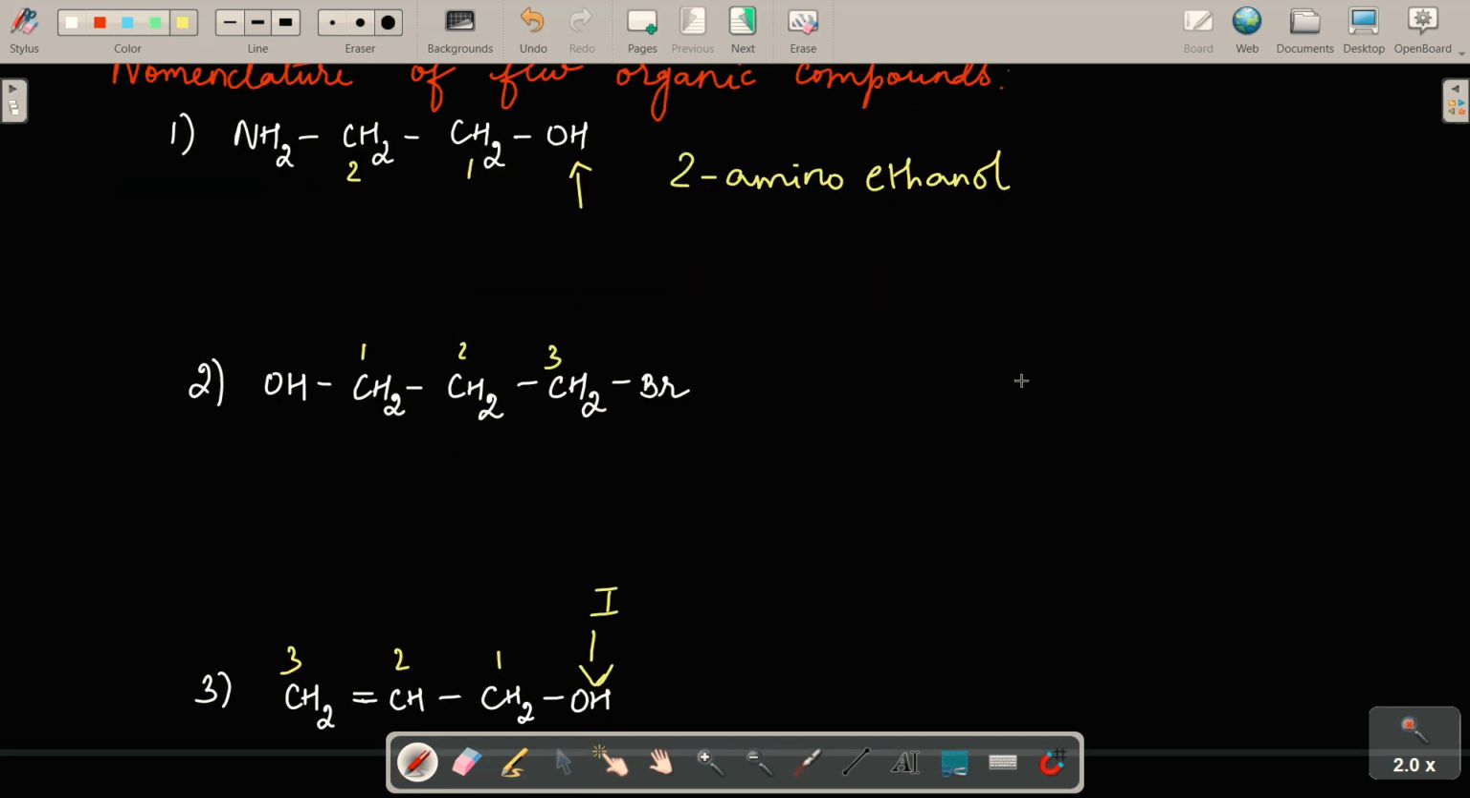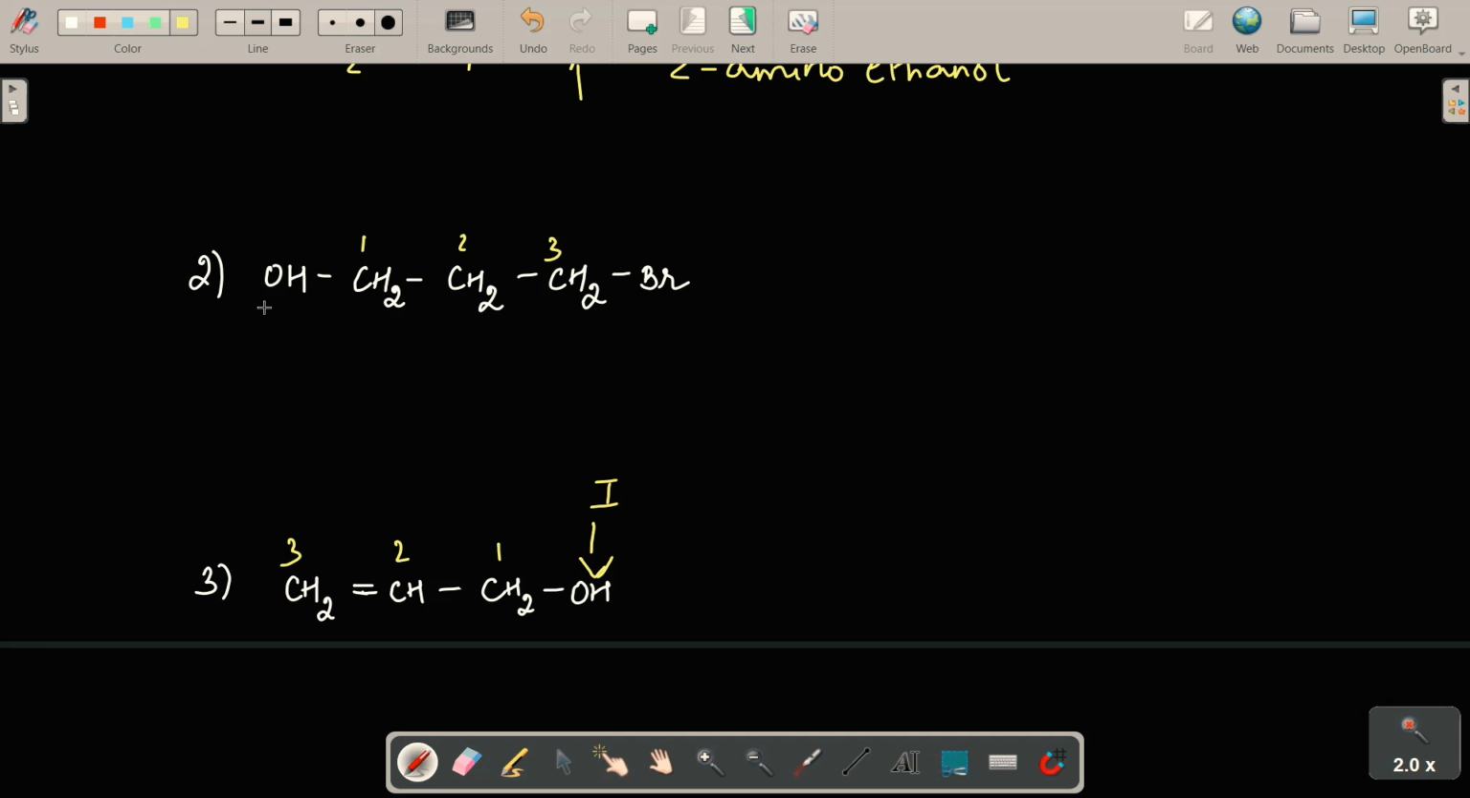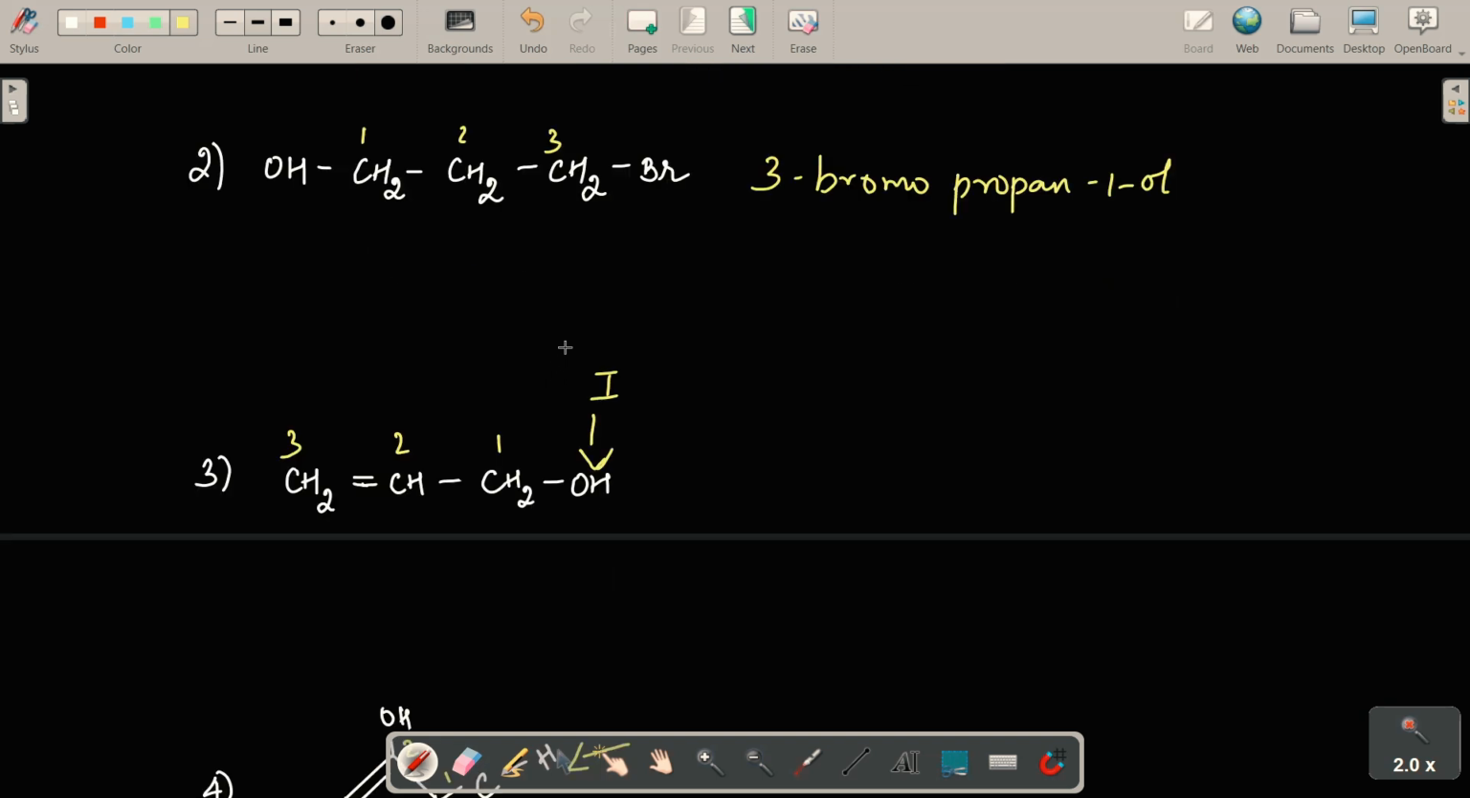Okay. Now we'll see the next one. In this one you have OH and Br. Obviously OH is the functional group and Br is a substituent. So we have to start giving the numbering from this carbon atom. So 1, 2 and 3. So it is 3 bromo. So we have to write the substituent first, right? So 3 bromo propan-1-ol. You can write propan-1-ol or 1-propanol. Both are same. So we'll move on to the next one.